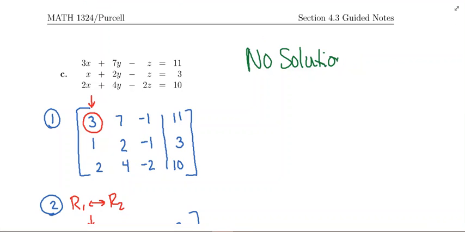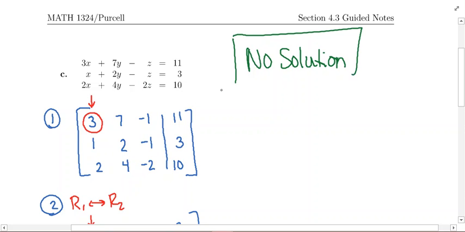That means that there is no x, y, and z variable assignment that is going to make all three of these equations true at the same time. It just does not happen. All right, let's go on to the next one.